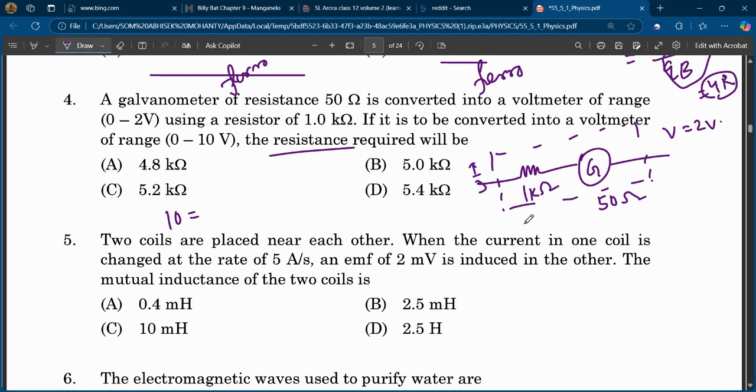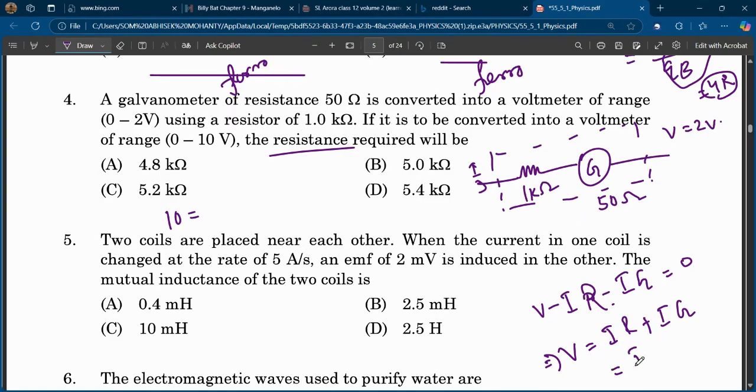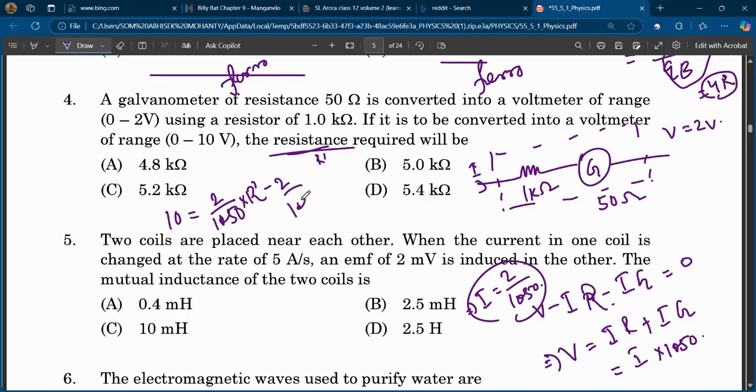So the equation should have been V minus IR minus IG is equal to 0, right? So V is equal to IR plus IG, correct? So this will be plus, okay? So I into R plus G, that is 1050. So I is equal to 2 by 1050, and you will put it in this equation: 1050 into R dash minus G, which is 50 ohm constant, 2 by 1050 into 50. From here you can get R dash. Very simple question. Let's try and solve it.